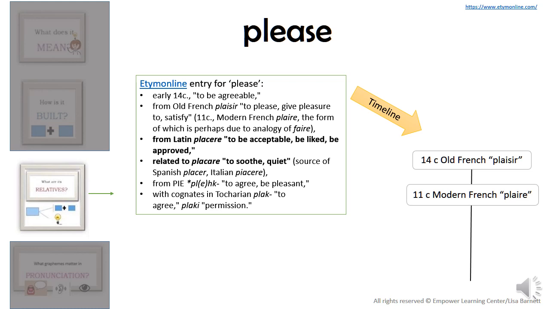You can see the timeline: Old French, before that was Modern French, before that was Latin, and even before that was Proto-Indo-European. That's that PIE, and it has an asterisk because that was a non-written form. So the spelling is estimated based on a bunch of linguistic historical information. It's not a guess. It is very well thought out and a lot of evidence. There are also cognates in other languages that you can see.